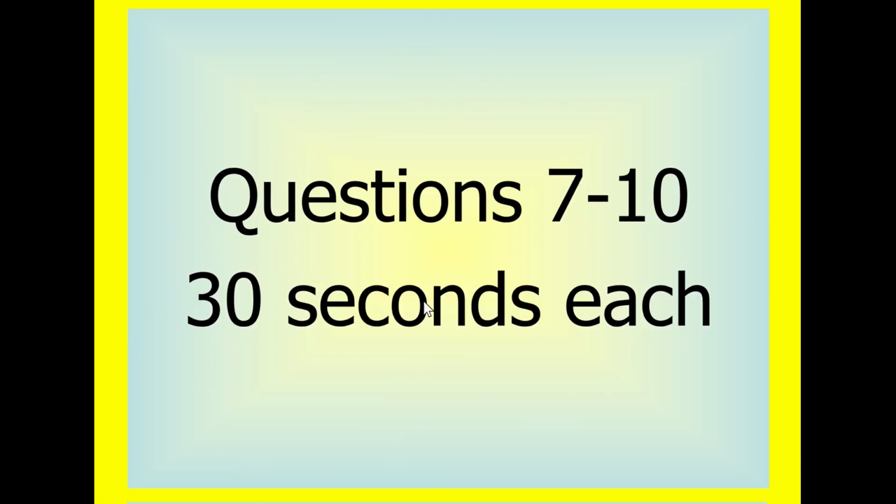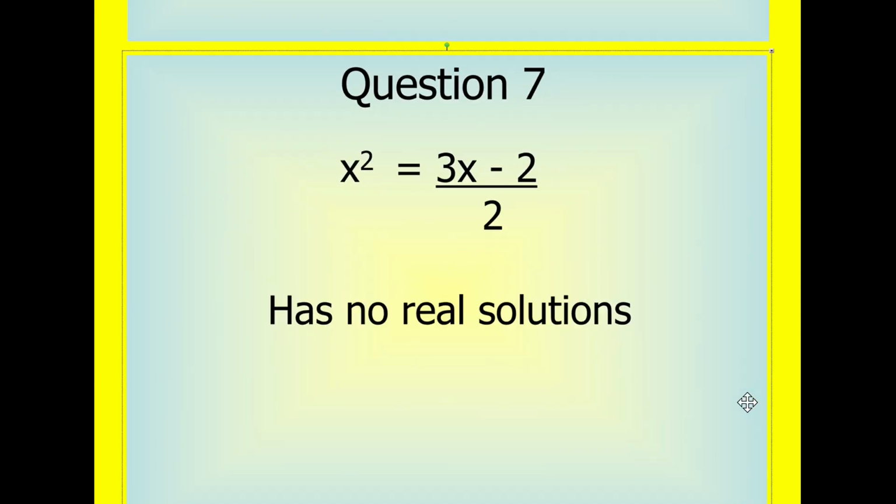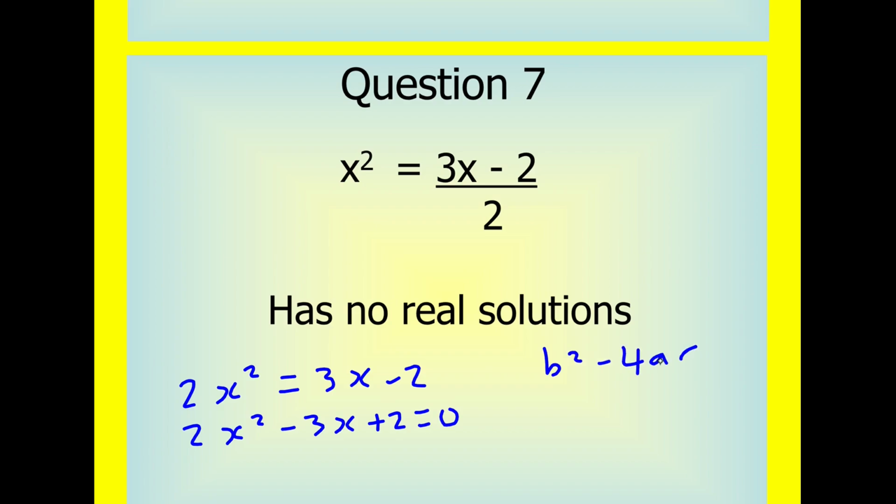Question 7. This is true. There are no real solutions. So all you need to do, well, I say all you need to do is first of all multiply 3 by 2. So 2x squared equals 3x minus 2. Rewrite it as a quadratic equal to 0. Then check b squared minus 4ac. We don't need to write down the whole formula. It's going to be 9 minus 4 times 2 times 2, and that is going to be less than 0.